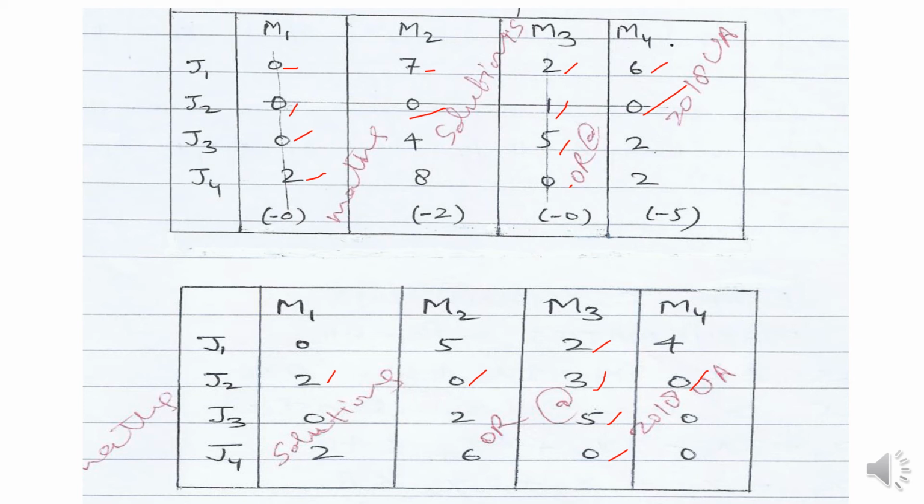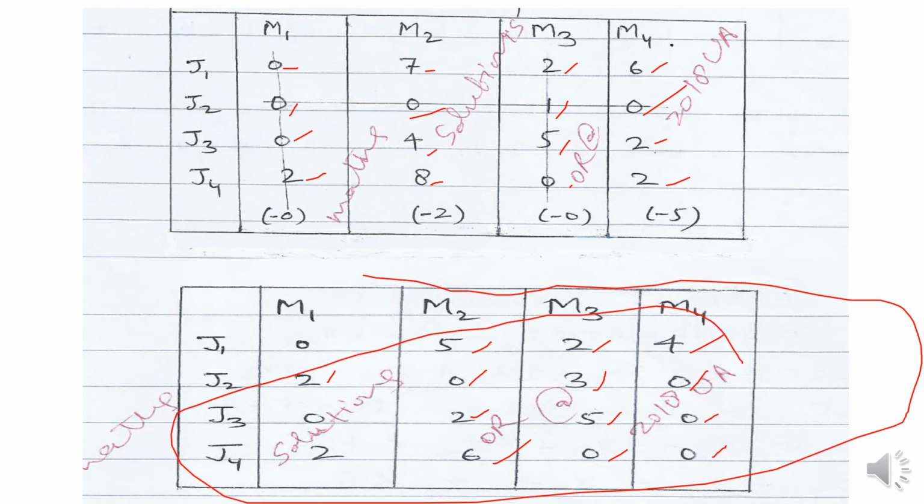Now wherever there is no line, we will subtract 2 from there. So 7 minus 2 is 5, 6 minus 2 is 4, so 5 and 4. Then 4 minus 2 is 2. Then 8 minus 2 is 6. Then 2 minus 2 is 0 and 2 minus 2 is 0, so these values are 0. So now this is the new table we got.